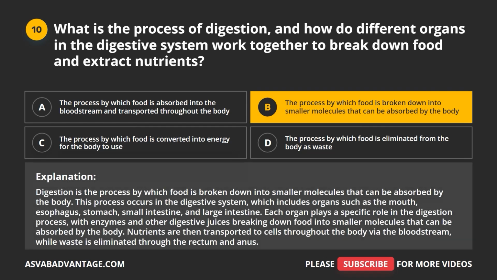Digestion is the process by which food is broken down into smaller molecules that can be absorbed by the body. This process occurs in the digestive system, which includes organs such as the mouth, esophagus, stomach, small intestine, and large intestine. Each organ plays a specific role in the digestion process, with enzymes and other digestive juices breaking down food into smaller molecules that can be absorbed by the body. Nutrients are then transported to the cells throughout the body via the bloodstream, while waste is eliminated through the rectum and anus.